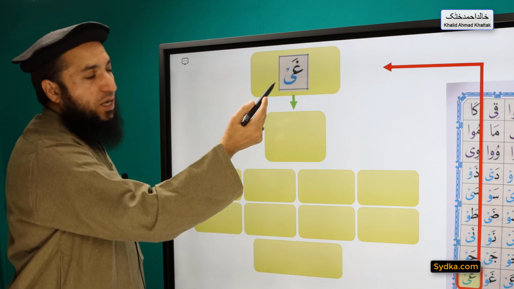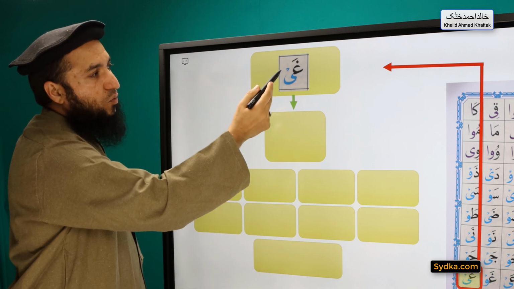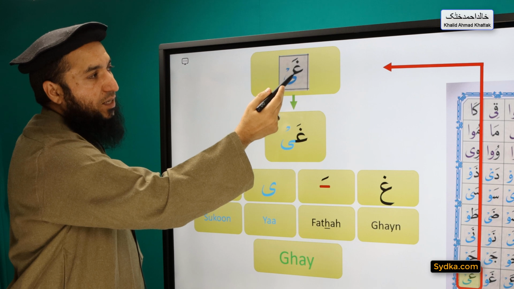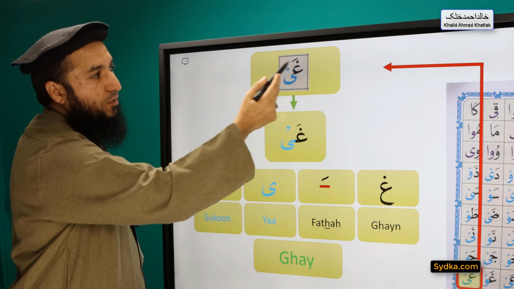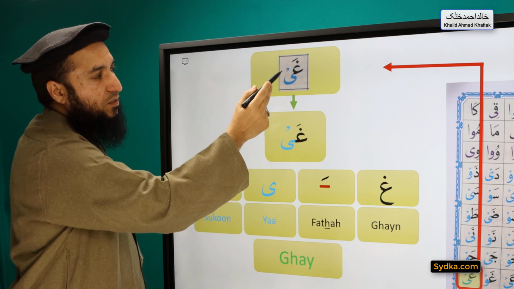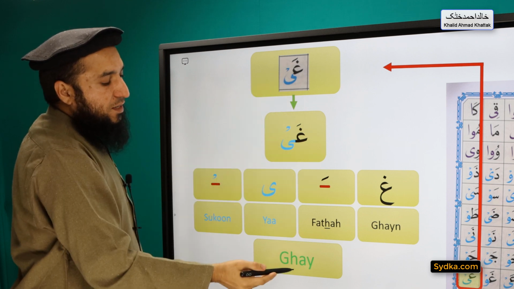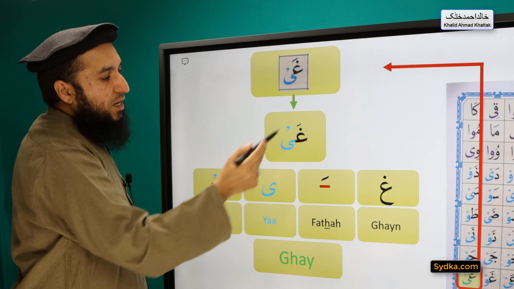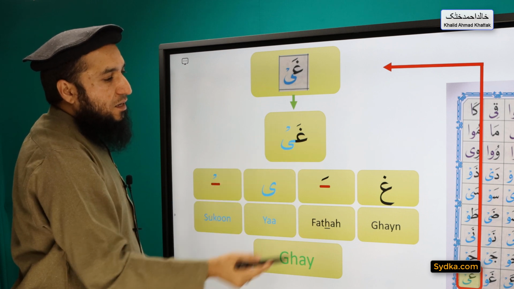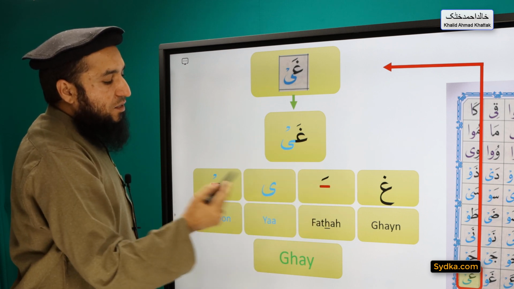So the next syllable we have is Ghain Fatha Ya Sukun Ghay. Ghain is a heavy letter, it has Fatha on top of it, it is followed by Ya, and Ya has a Sukun. Ghain Fatha Ya Sukun Ghay.